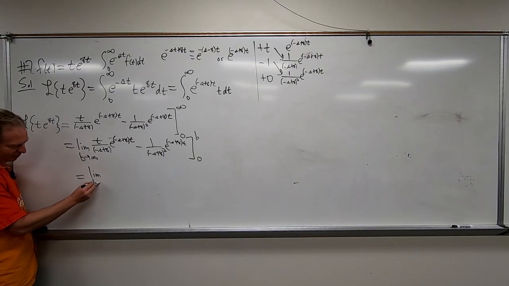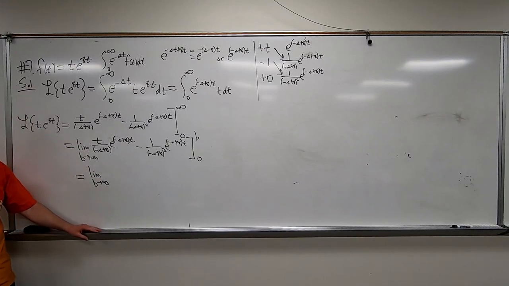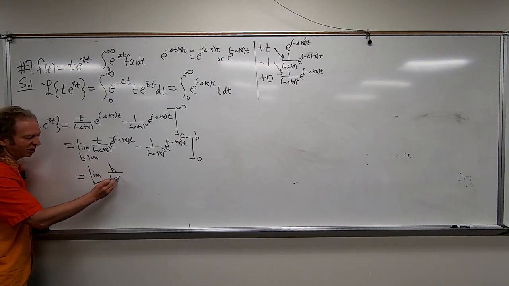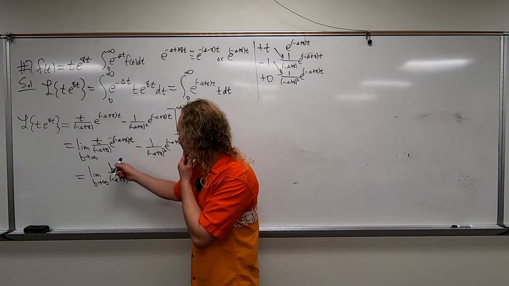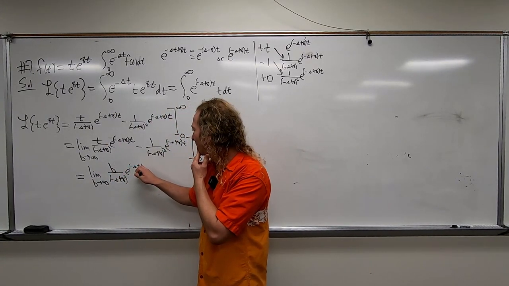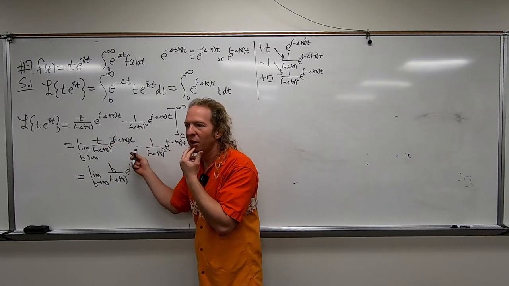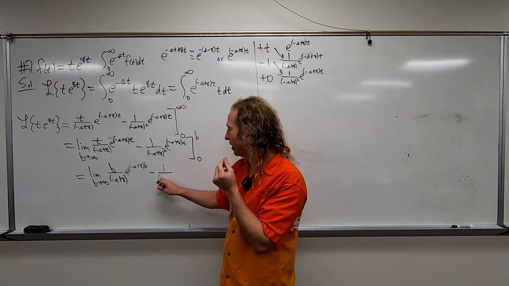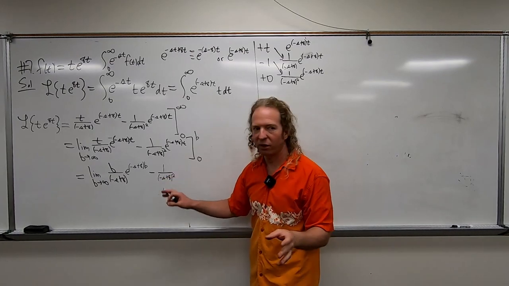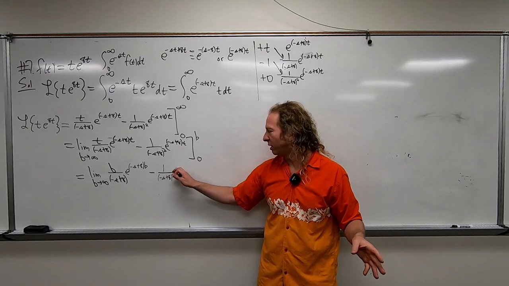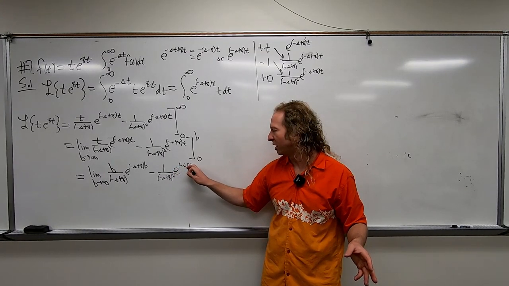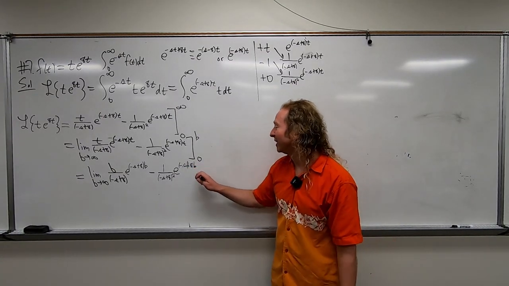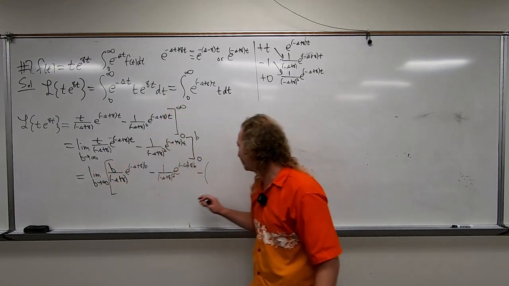This is the limit as B goes to infinity. And then we'll plug in the B for all the T's. So it'll be little b over negative s plus 8, and then it'll be e to the negative s plus 8 times little b. I'm just putting little b's where all the t's are. Minus 1 over negative s plus 8 squared. And then it's going to be e to the negative s plus 8 b. Minus parentheses. I'm going to put a bracket here just to really emphasize what's happening.